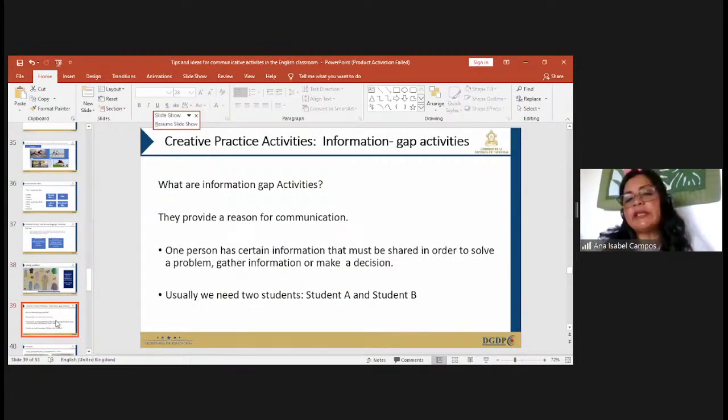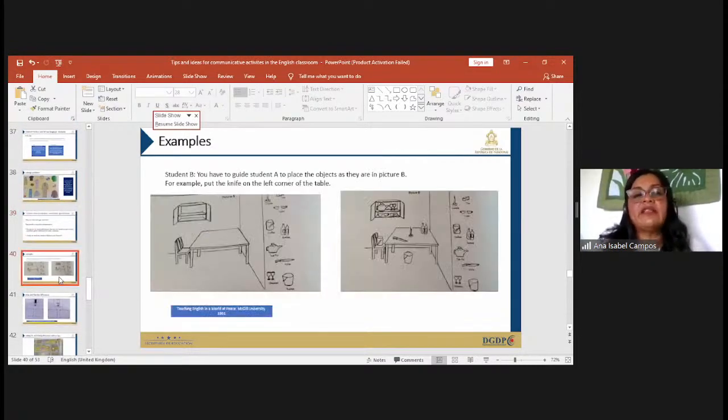Also, a very important type of activity for creative practice, where they use the language for communication, are information gap activities. In an information gap activity, usually we have a pair, student A and student B, and there is a situation, a gap of information that they need to fill by talking, by asking questions. So there is a need for communication.